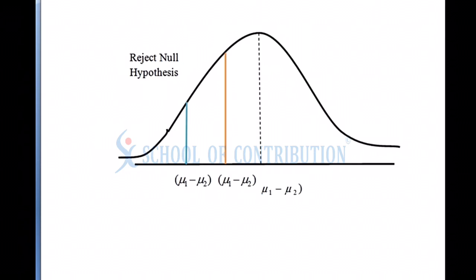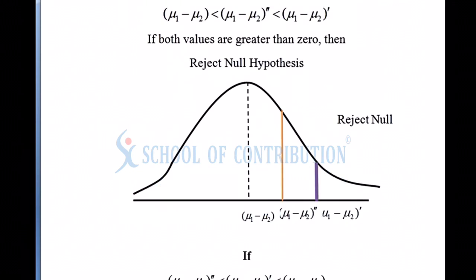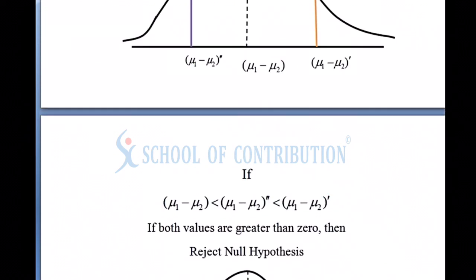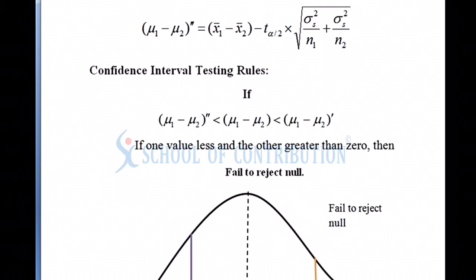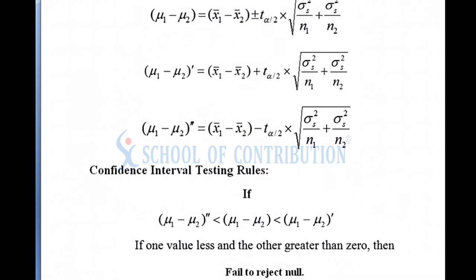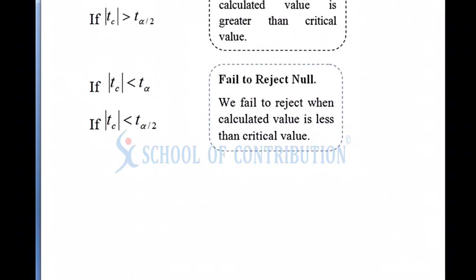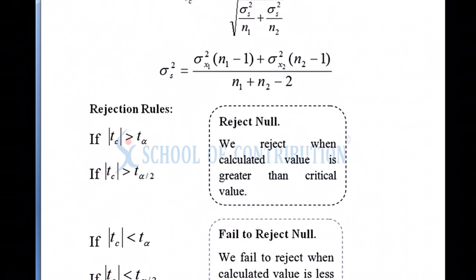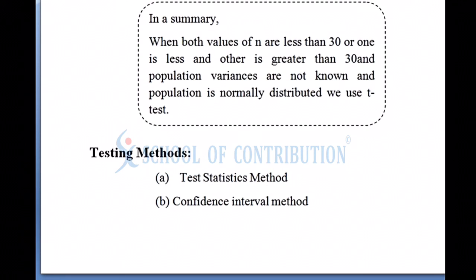So we sum up as follows. If both interval values are negative, we reject the null hypothesis. If both interval values are positive, we reject the null hypothesis. If one value is positive and another value is negative, we fail to reject the null hypothesis according to the confidence interval testing rules. We have also discussed the rejection rules for the test statistics method, and the different testing methods that we use for the t-test for two population mean test.